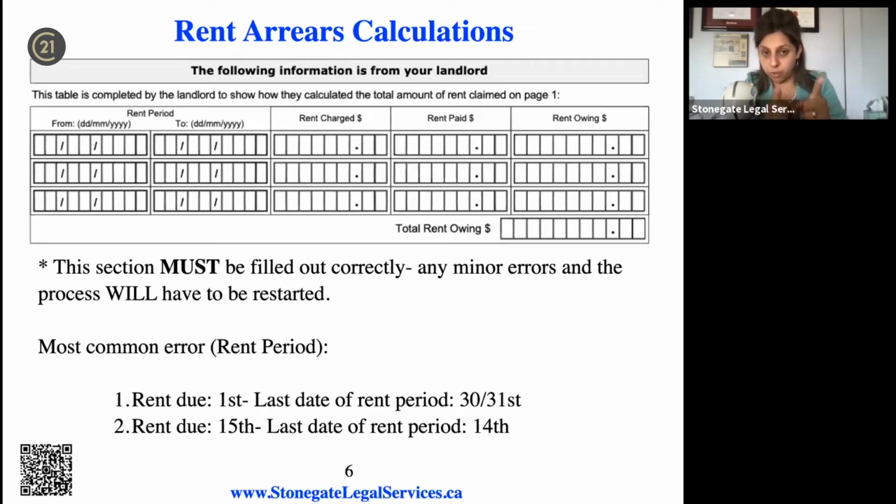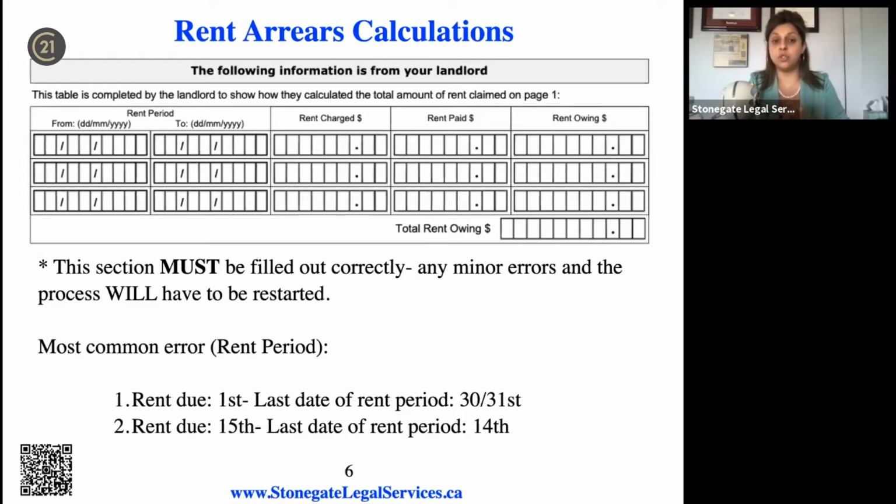So for the purpose of this notice, let's say, for example, the tenant didn't pay for the month of July. The notice period or the rent period has to be for July 1st to the end of July if the rent is being paid on the 1st of the month. It's not going to be from July 1st to August 1st. That is incorrect. Okay, that must be filled out properly.